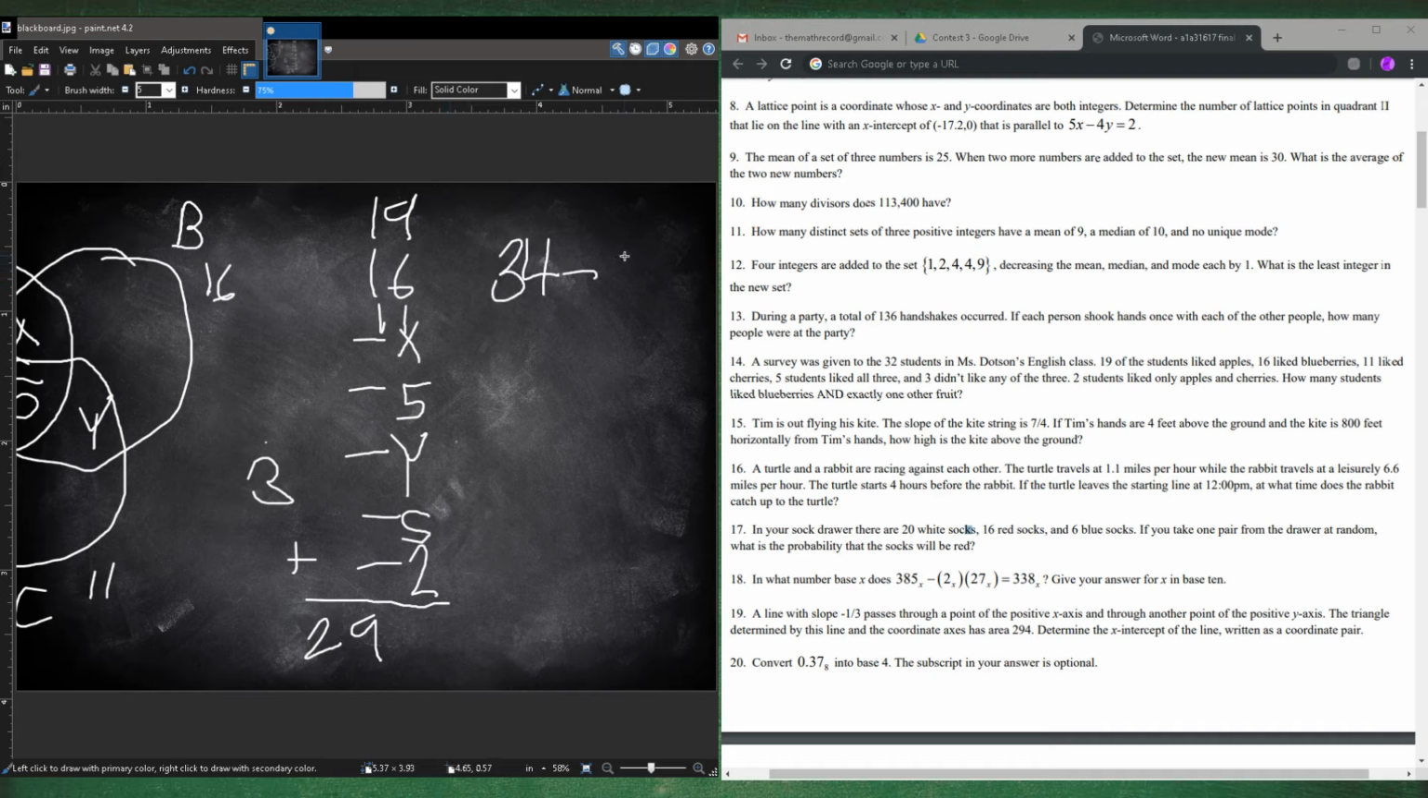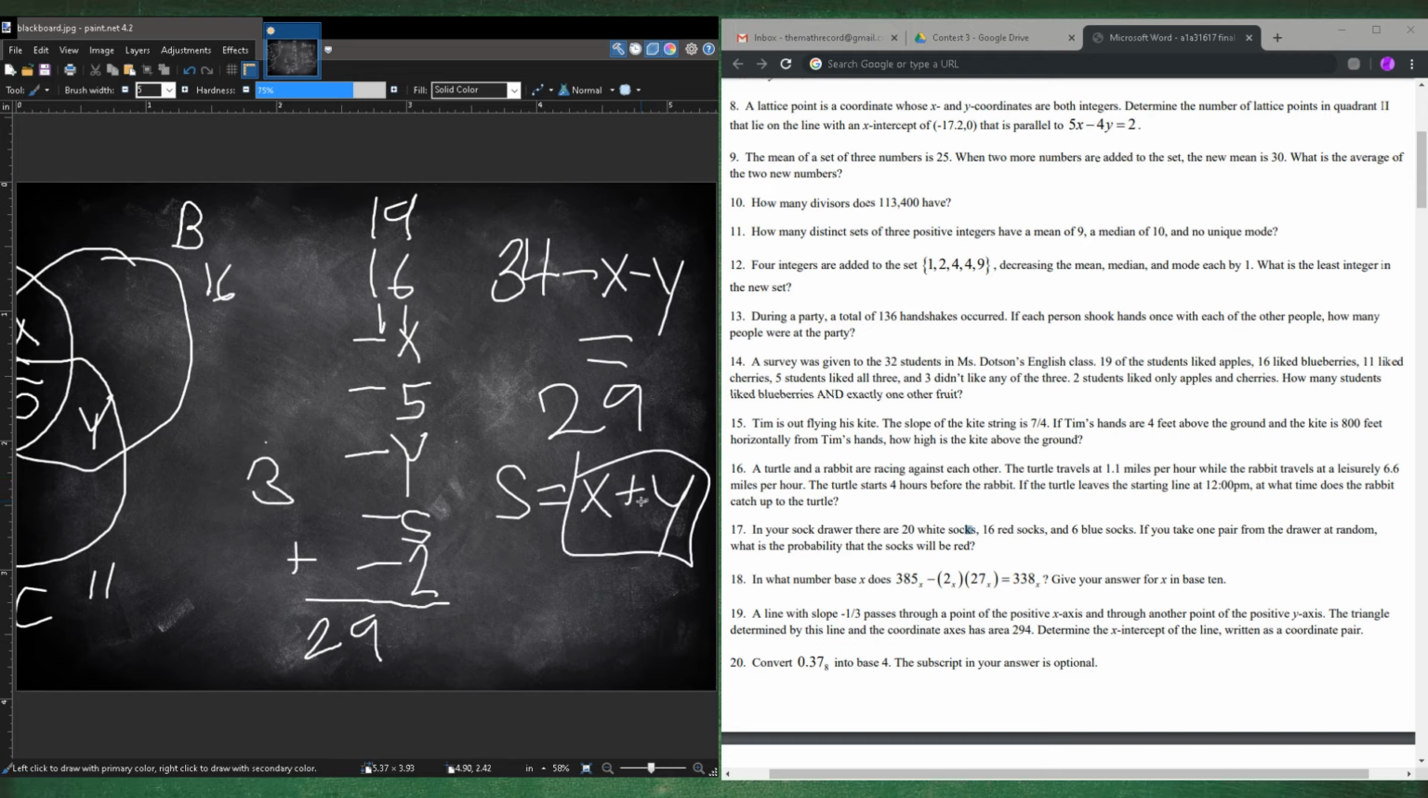So 34 minus x minus y has to be equal to 29. So 34 minus 29 is equal to 5. Move x and y to the other side, so x plus y is equal to 5. That's what we need to look for: the x and the y, added together. The answer for number 14 is 5.